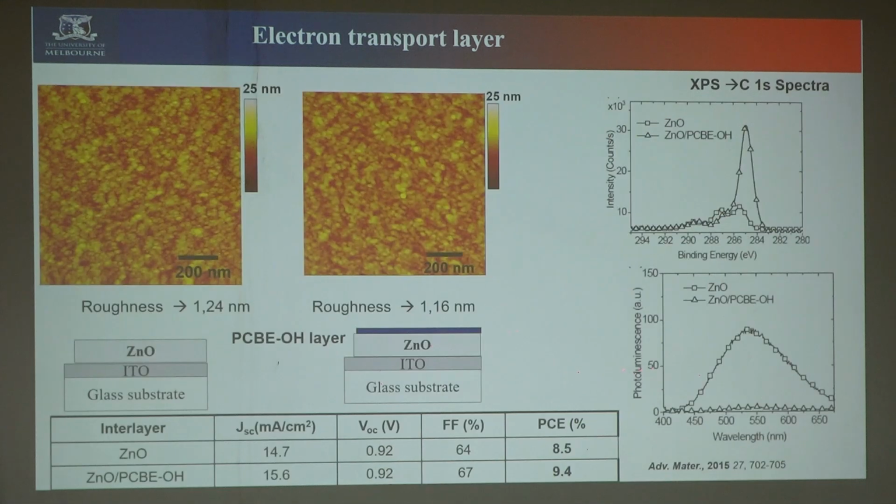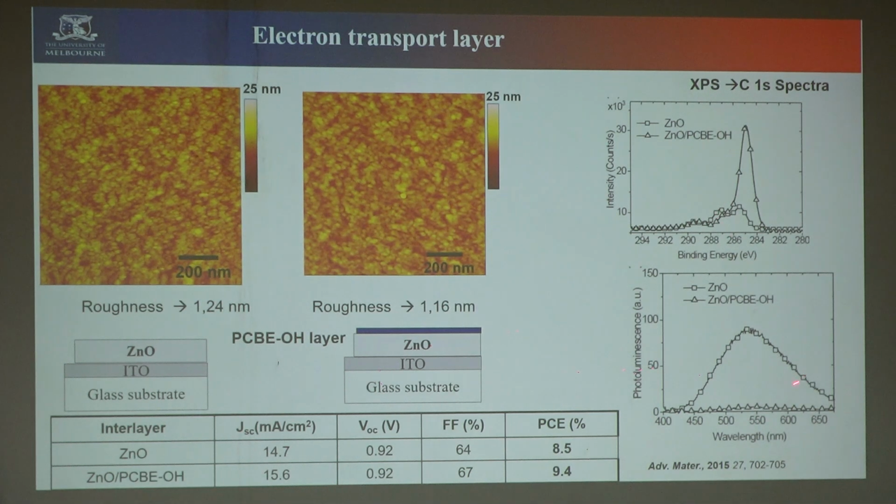Okay. So again we explored what is happening. When you do the double layer, the roughness slightly decreases from 1.24 to 1.16, and in the XPS data we can detect extra carbon. On the zinc oxide we don't have any carbon. When you coat PCBOH, we can detect the 283 carbon peak.